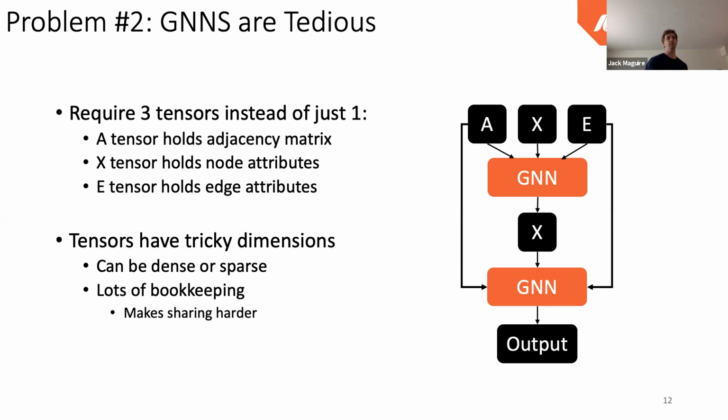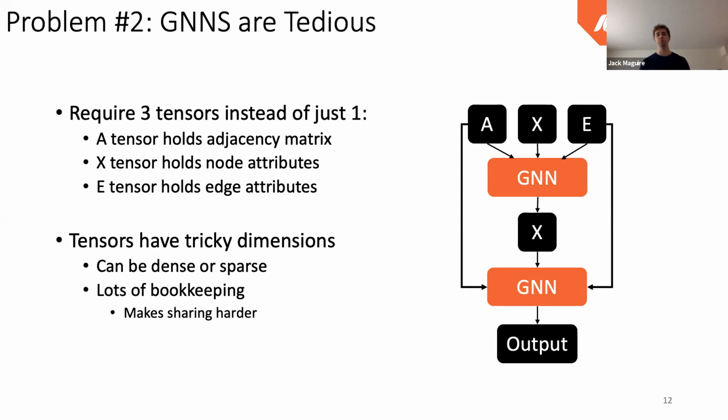Number 2, GNNs are tedious to work with. Graphs are a little bit tricky to represent as tensors. To represent a graph, you need 3 tensors. You need an adjacency matrix. You have the X tensor, which holds node data, and then the E tensor, which holds data that resides on the edges. And not only do these A, X, and E all have to be perfectly in sync with one another, but they also have tricky dimensions.